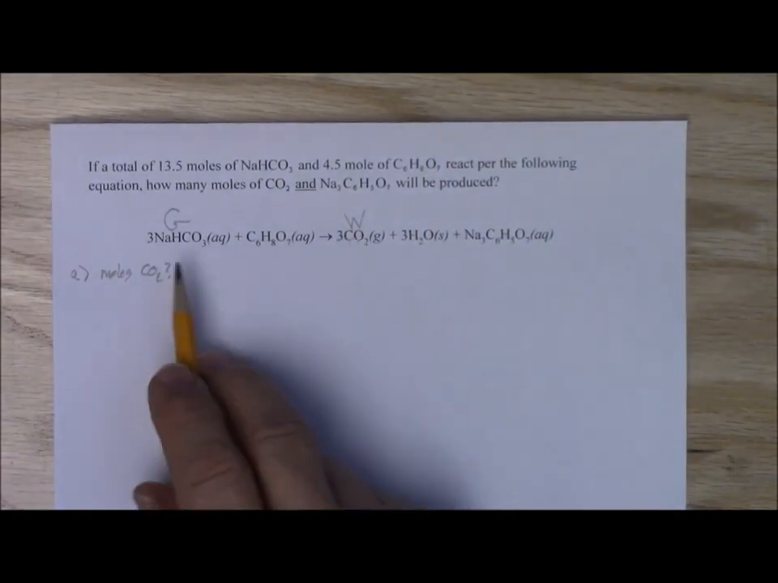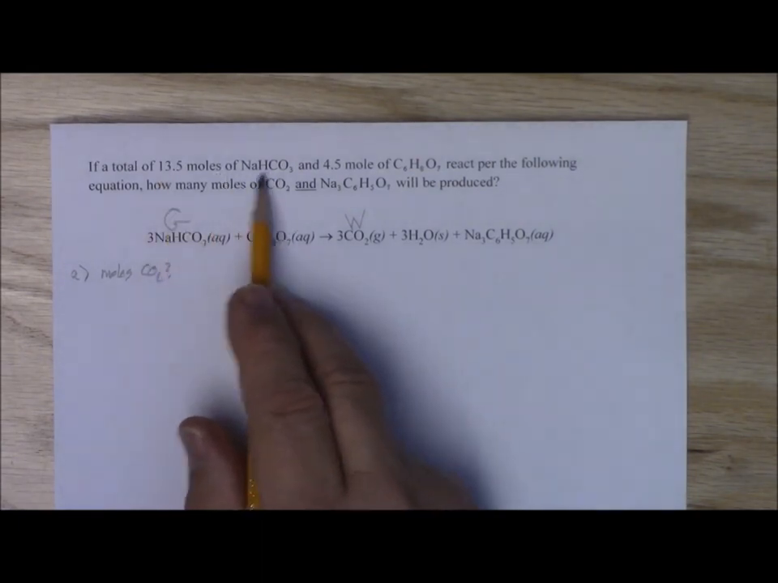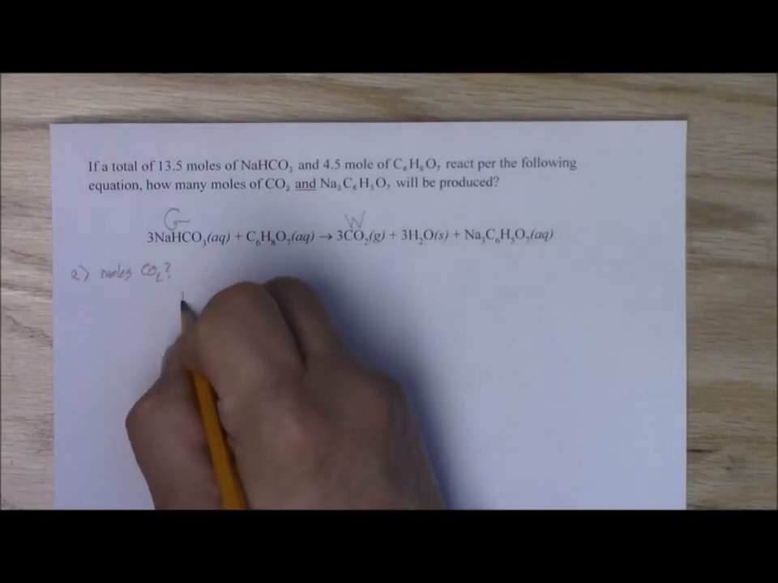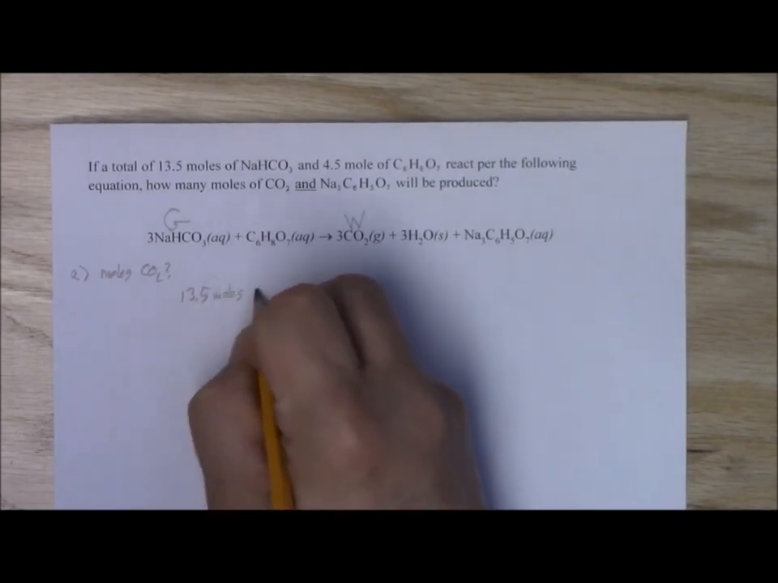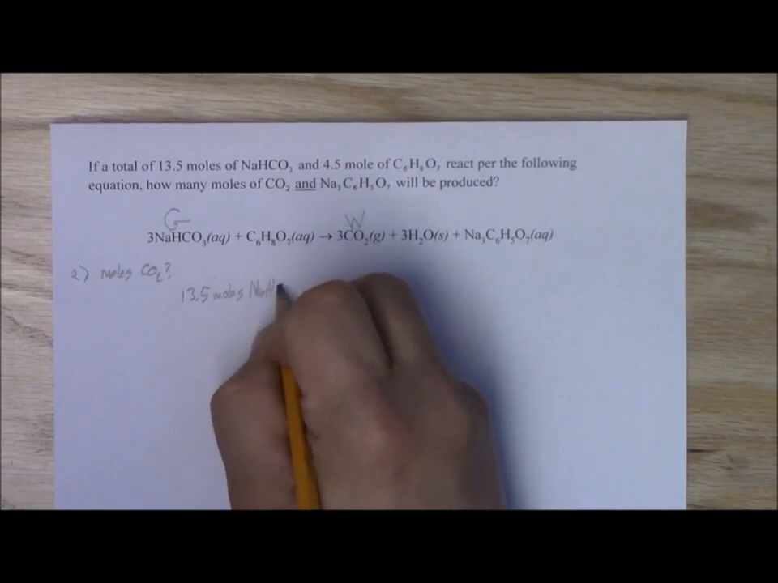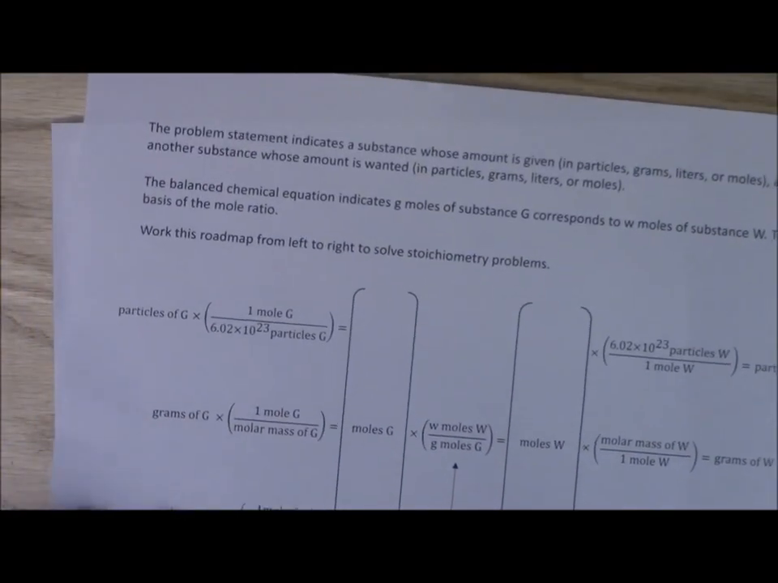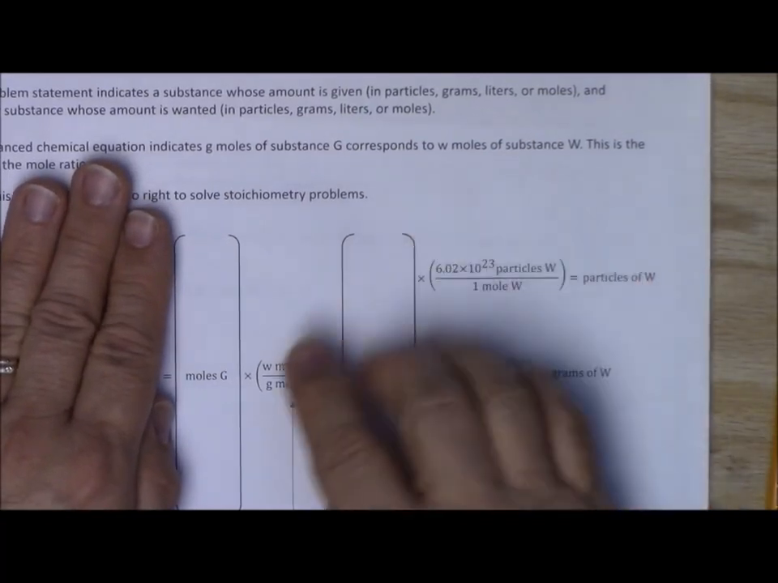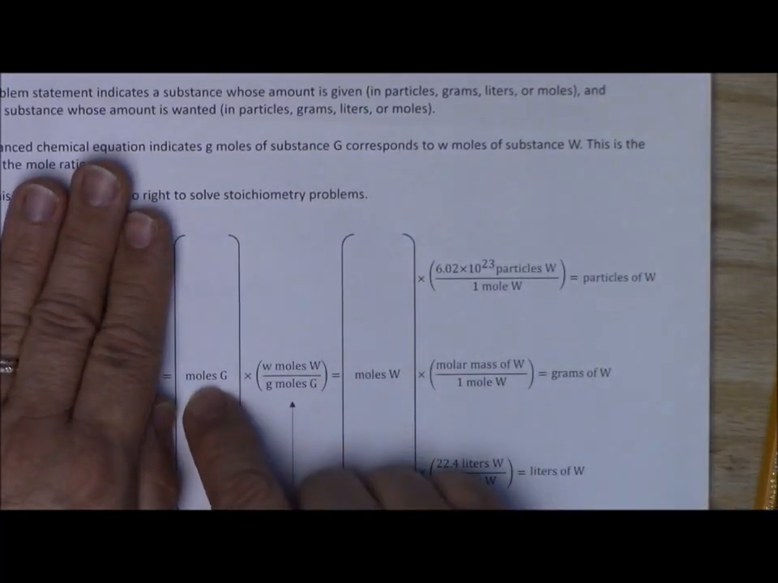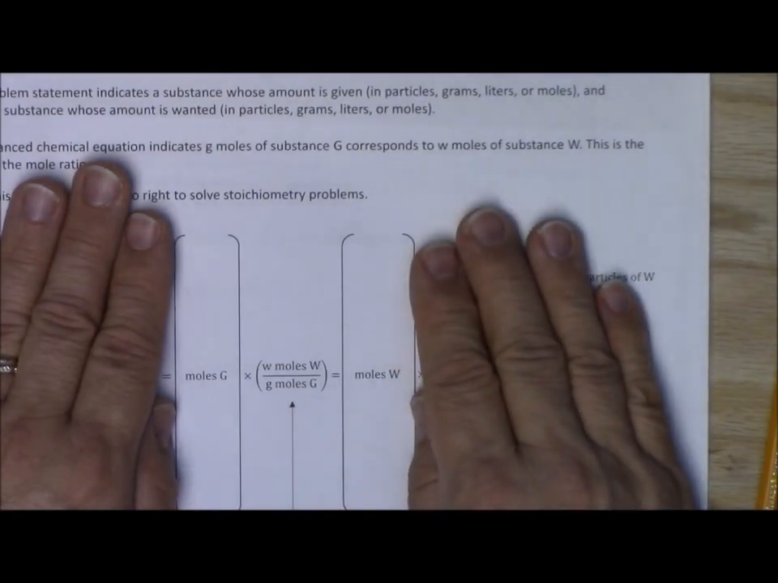Okay, so let's start off with our given substance: 13.5 moles of NaHCO3. So again, it's a mole-mole problem. We're just going to take the moles that they give us, multiply it by a mole ratio, and get the moles of what they're asking for.